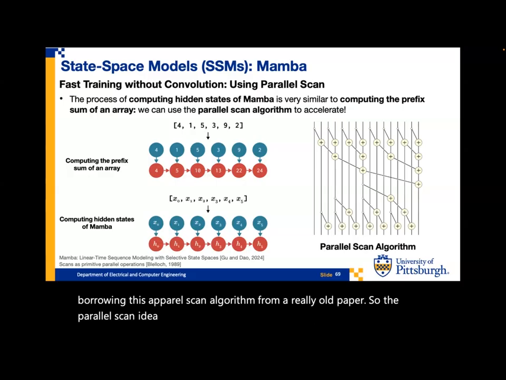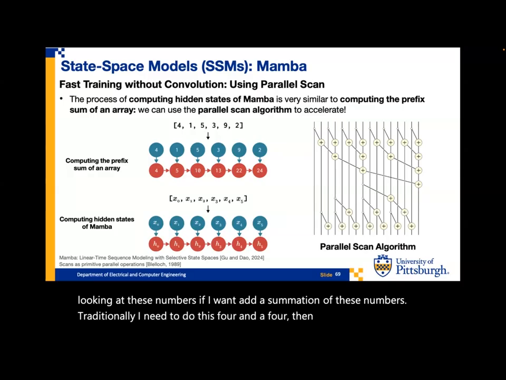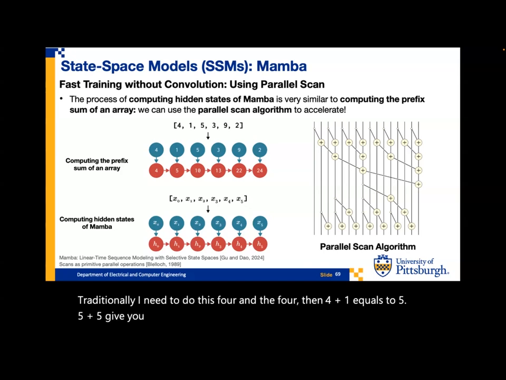Well, let's ignore this Mamba architecture and just look at these numbers. If I want to add a summation of these numbers, traditionally I need to do this: 4 and 4. Then 4 plus 1 equals 5. 5 plus 5 gives you 10. 10 plus 3 is 13. So this calculation is strictly sequential, right?